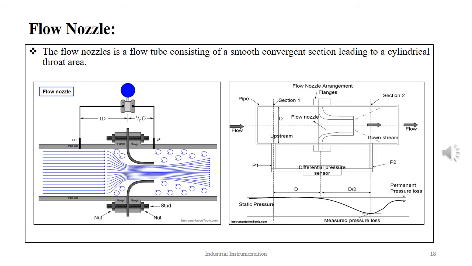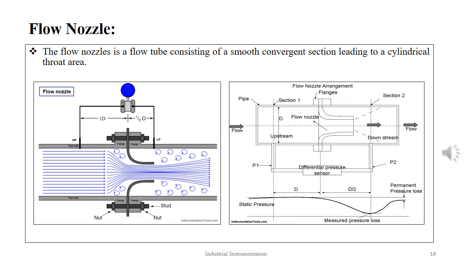A flow nozzle is a flow tube consisting of a smooth convergent section leading to a cylindrical throat area. A flow nozzle is a restriction consisting of an elliptical contoured inlet and a cylindrical throat section, as shown in the figure. Pressure taps are used to measure the differences in the static pressure created by the flow nozzle and are commonly located 1 pipe diameter upstream and half pipe diameter downstream from the inlet face of the nozzle.